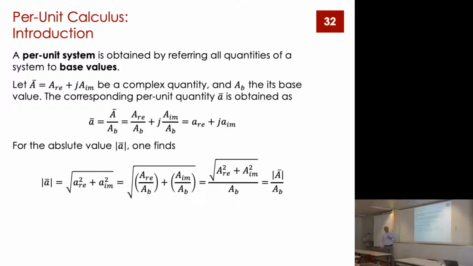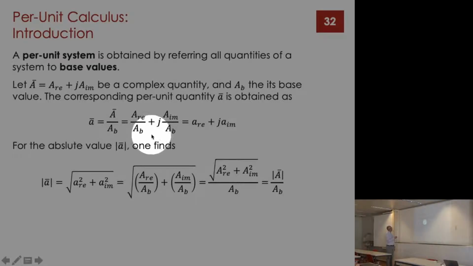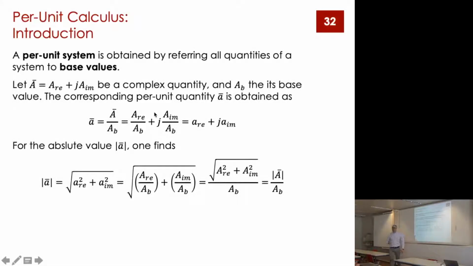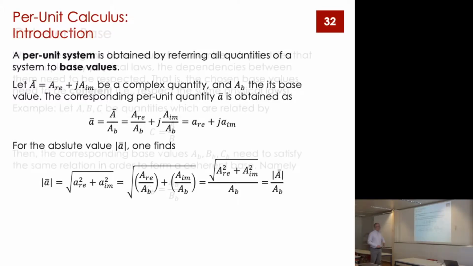Now, in order to make the per unit values coherent, it is not sufficient that you choose A_B as you like. For instance, in electrical systems, we have voltages, currents, power, impedances, admittances. Can I choose the base values for these quantities as I want? The reply is no, because in order to have a coherent system of base quantities, you have to respect, to guarantee, the same links that exist between these quantities in the electrical grid. What do I mean by that?